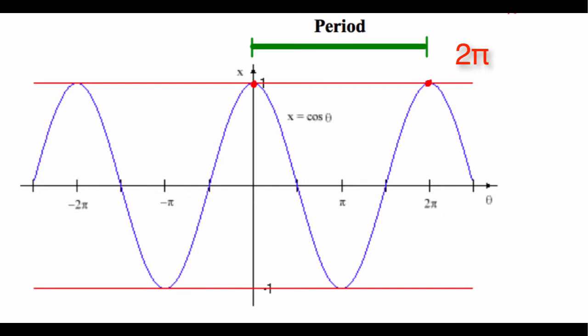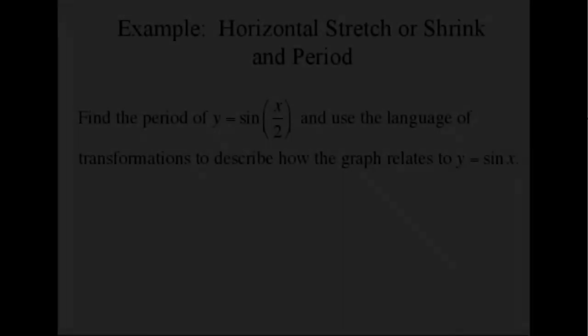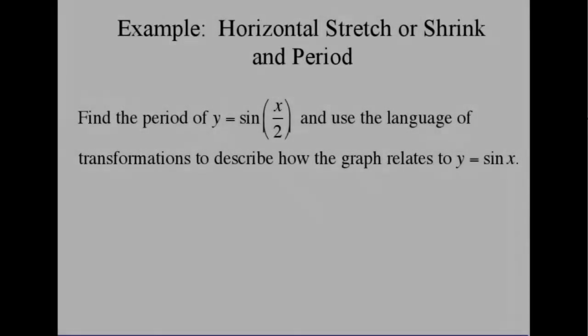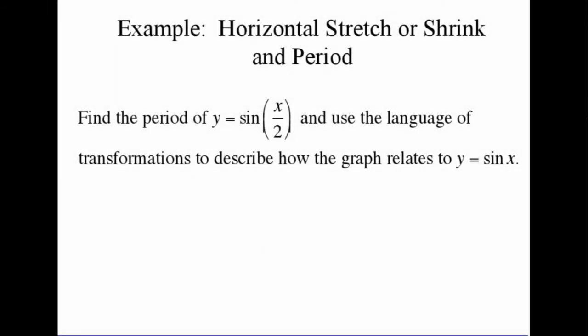And again, if you look at the function itself, y equals cosine theta, theta is our variable. What's the coefficient here? That's a 1. So 2 pi over the absolute value of 1 is 2 pi. So that's the period. So we can talk about a horizontal stretch or shrink and period, the relationship between what we call a horizontal stretch and the period.